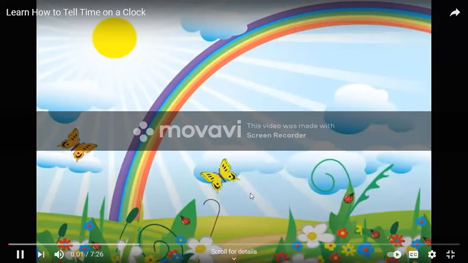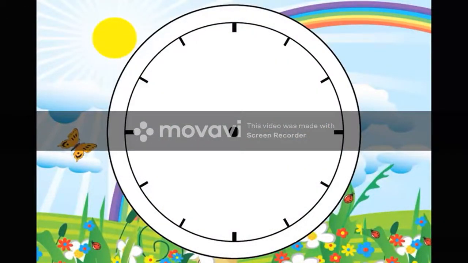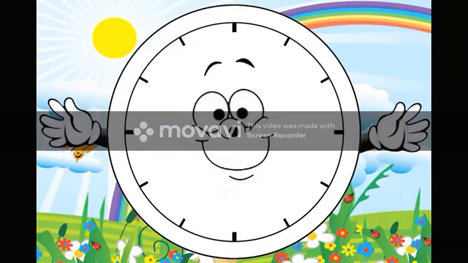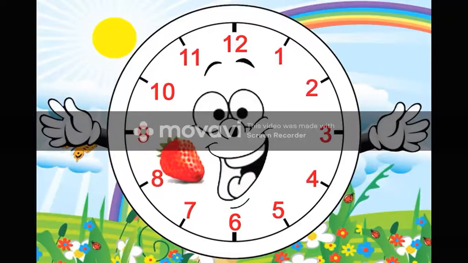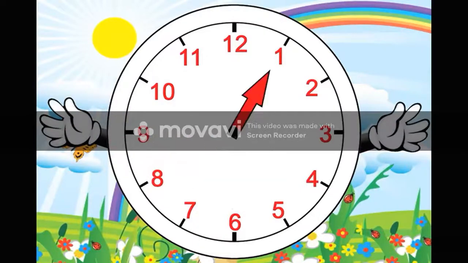How do you tell time? Here's a clock. We call this a clock face. There are 12 hours on a clock. An hour is about the time it takes to go out to lunch. The little hand helps us know what hour it is.